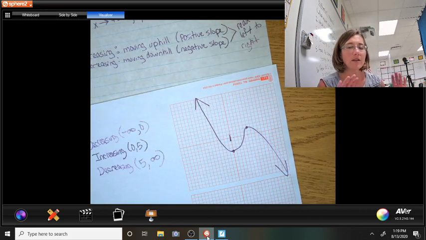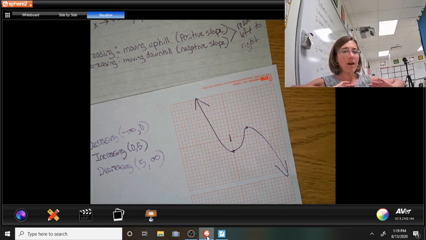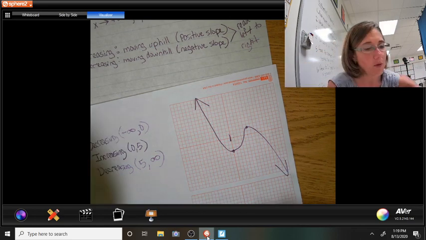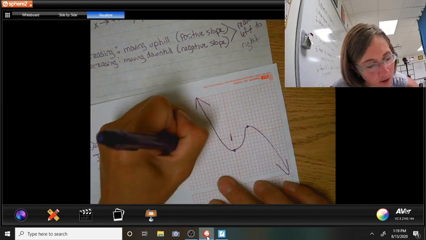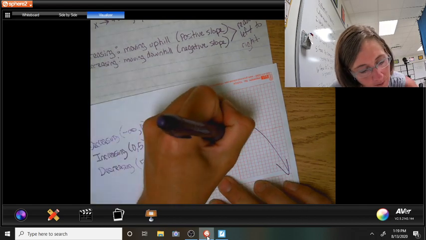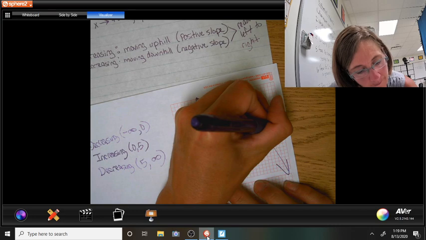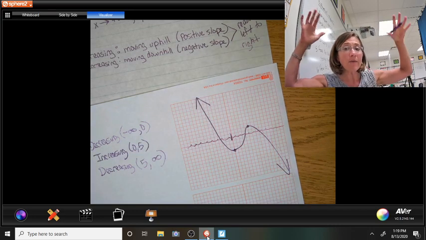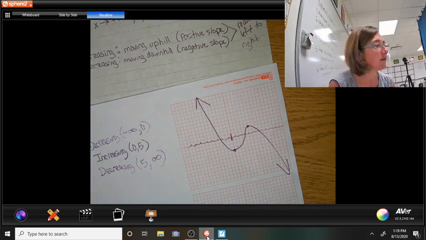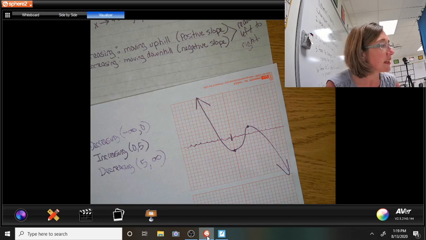So you can identify the parts that are positive or negative by looking at where they are. If you think of the x-axis like a water line. So this is water. Where's the graph above water? That's positive. Where's the graph below water? That's negative. So that's some more vocabulary you will see.